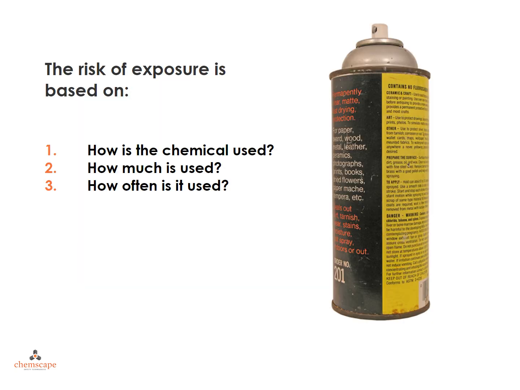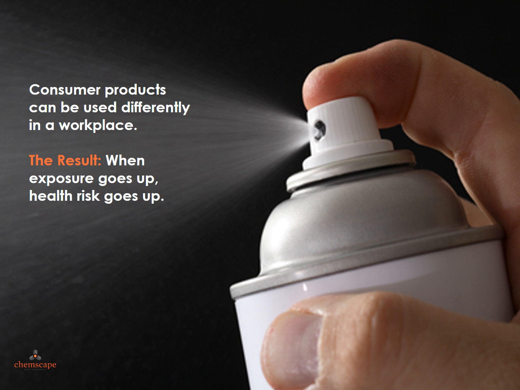The risk of exposure to a person being harmed by a chemical product is based on how the chemical is used, how much is used, and how often it is used. Chemical products are often used differently in work settings than they might be used at home. For example, in your garage you might squeeze out a couple of drops of lubricant, but at work you might have to spray the chemical so it becomes airborne, which increases your exposure. The result, when exposure goes up, health risk goes up.